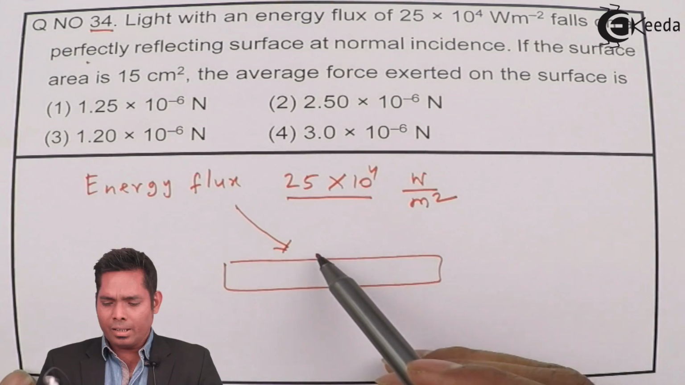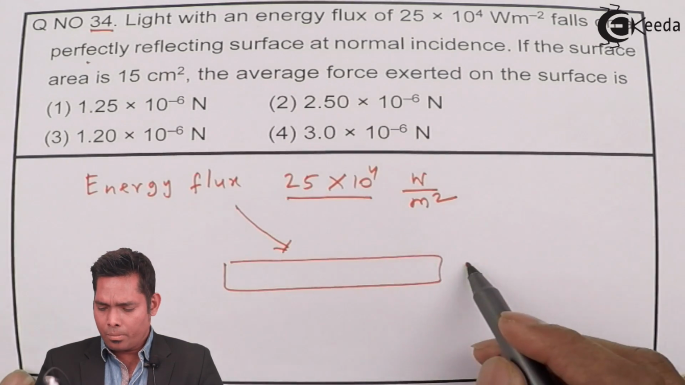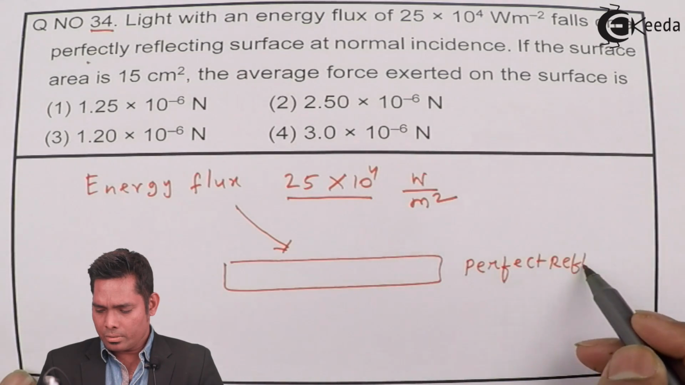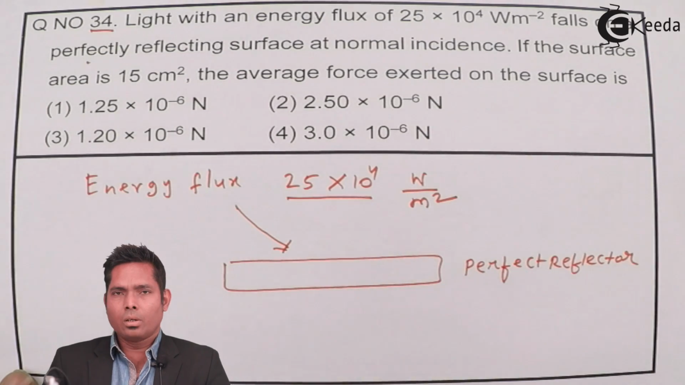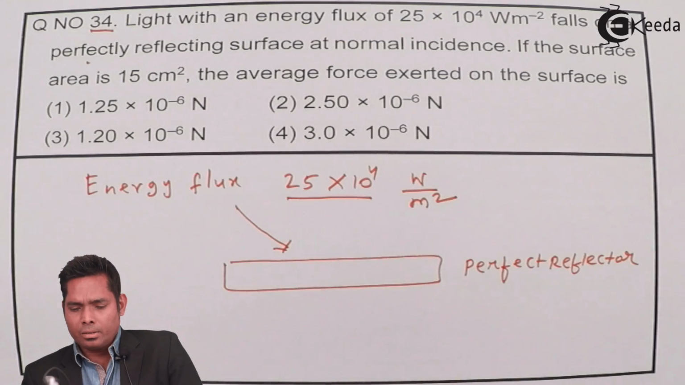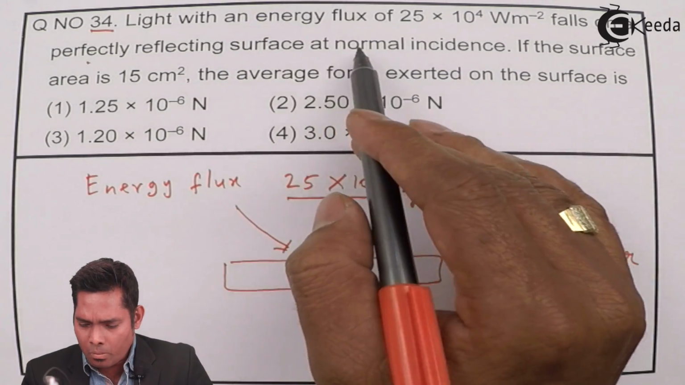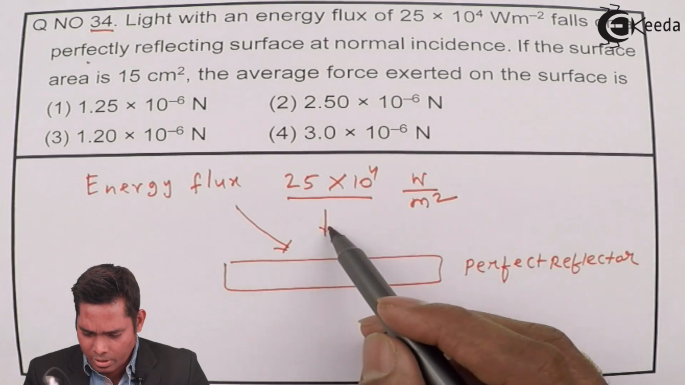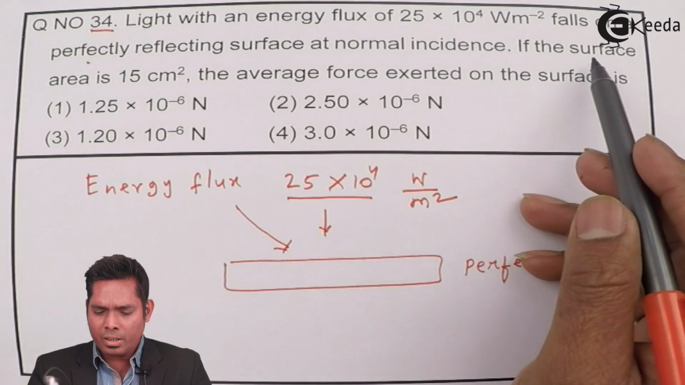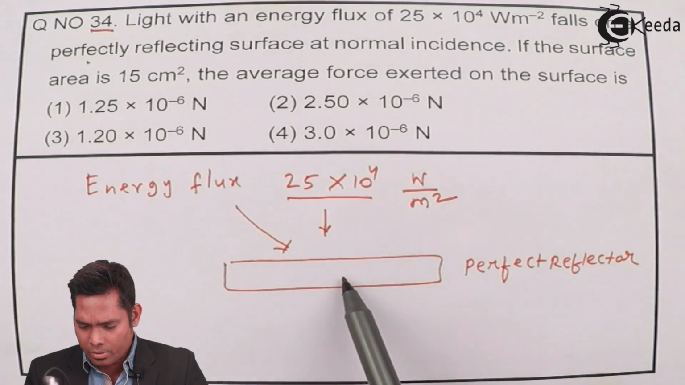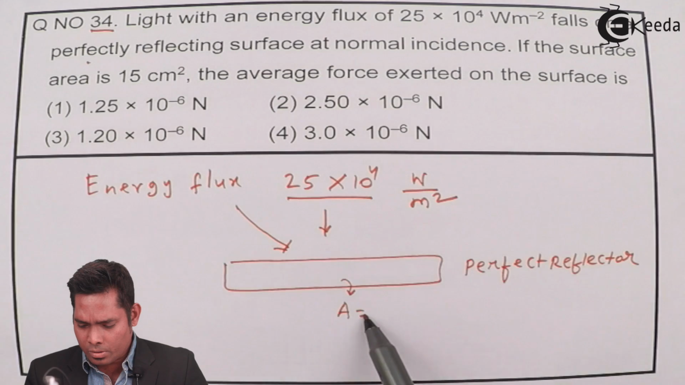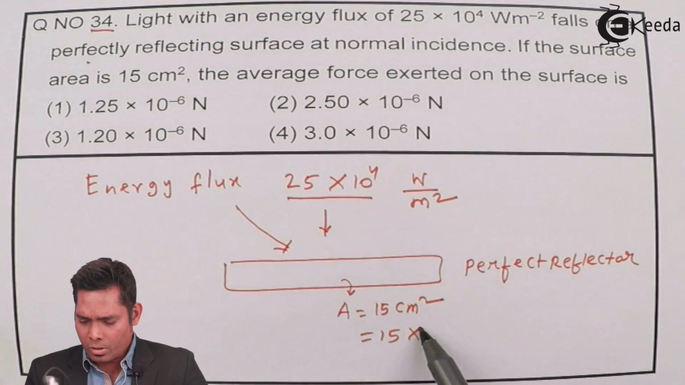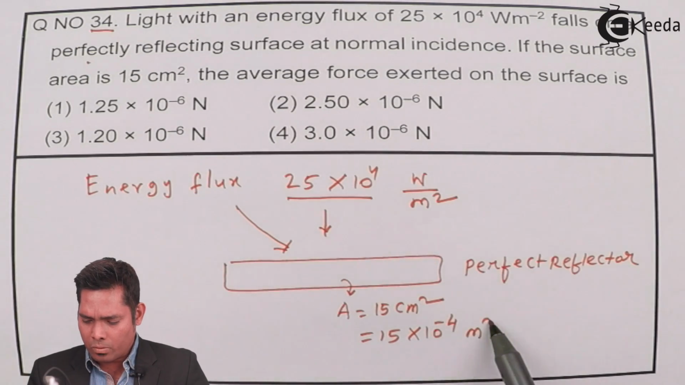which is perfectly reflecting. A perfect reflector, at normal incidence. So it is actually not in this direction, it is vertical downward in the normal direction. If the surface area is 15 centimeter square, which is 15 × 10^-4 meter square.